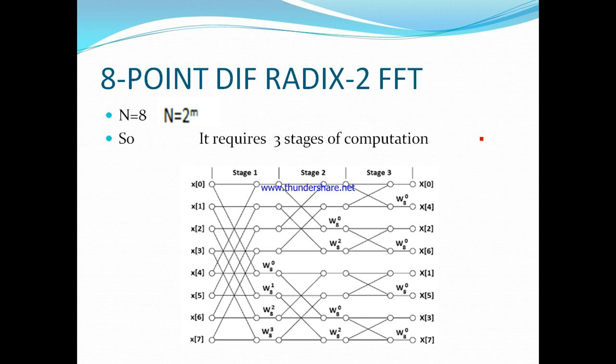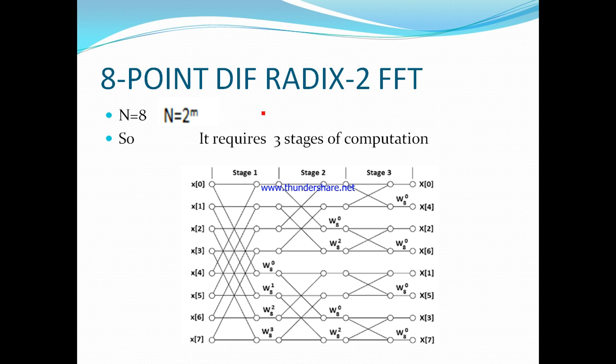Because in DIF Radix 2 FFT, the N-point DFT is divided into two N by 2-point DFTs. Like this, here this is an 8-point DFT. This 8-point DFT is divided into two 4-point DFTs. Again, each 4-point DFT is divided into two 2-point DFTs. Here, this 4-point DFT is divided into two 2-point DFTs, and this 4-point DFT is also divided into two 2-point DFTs.